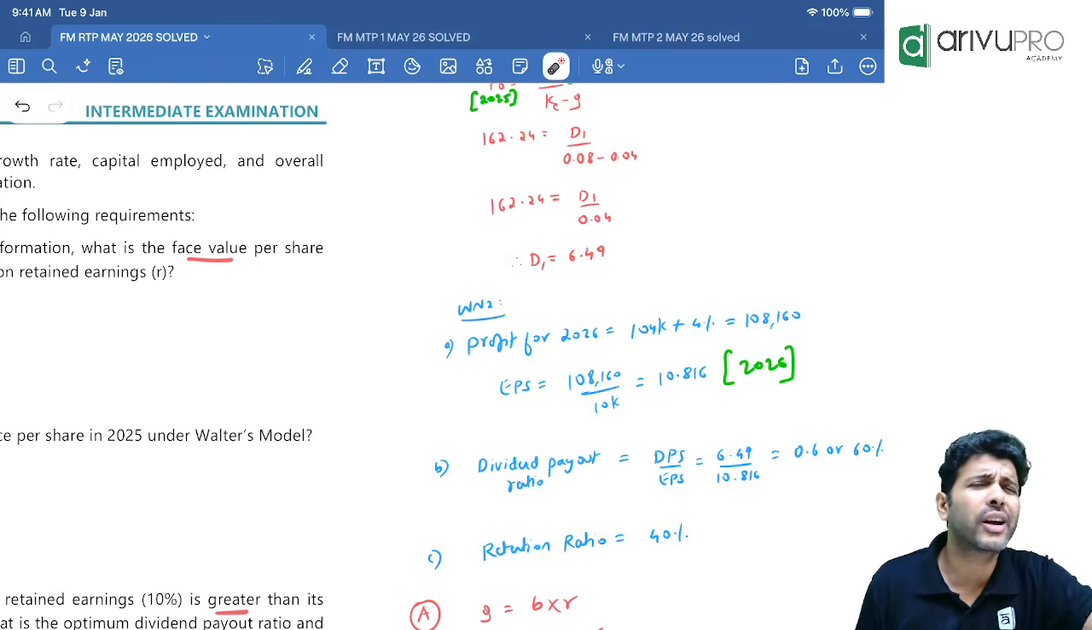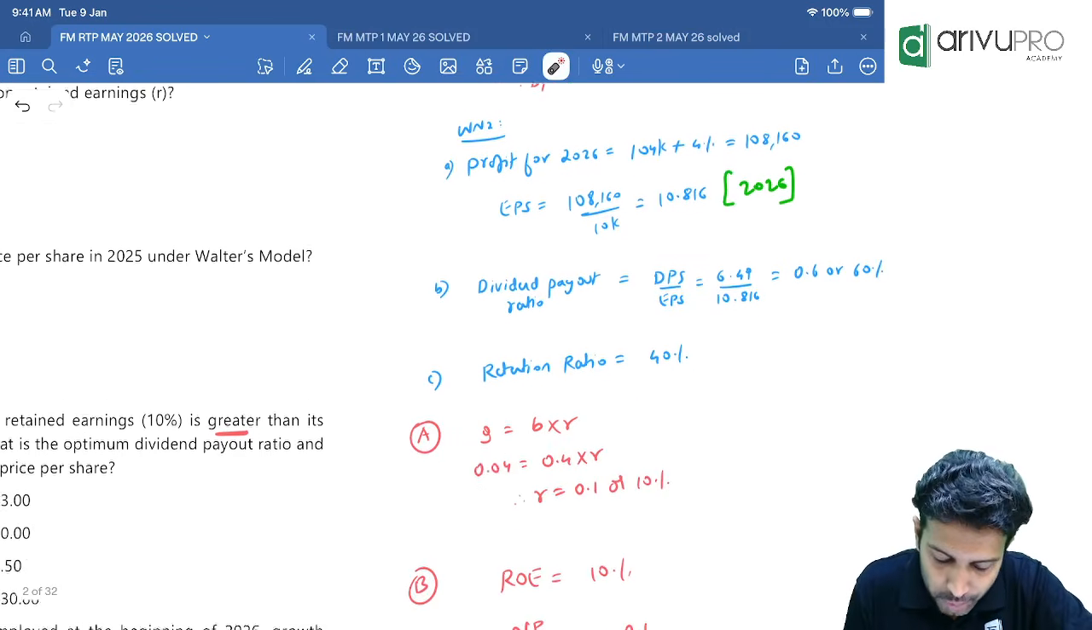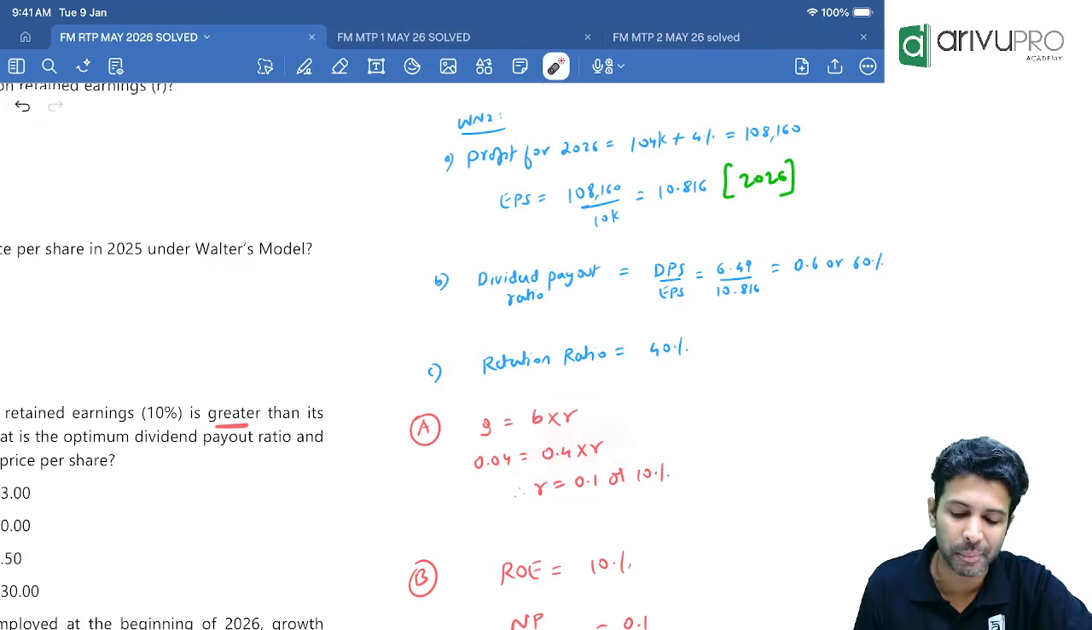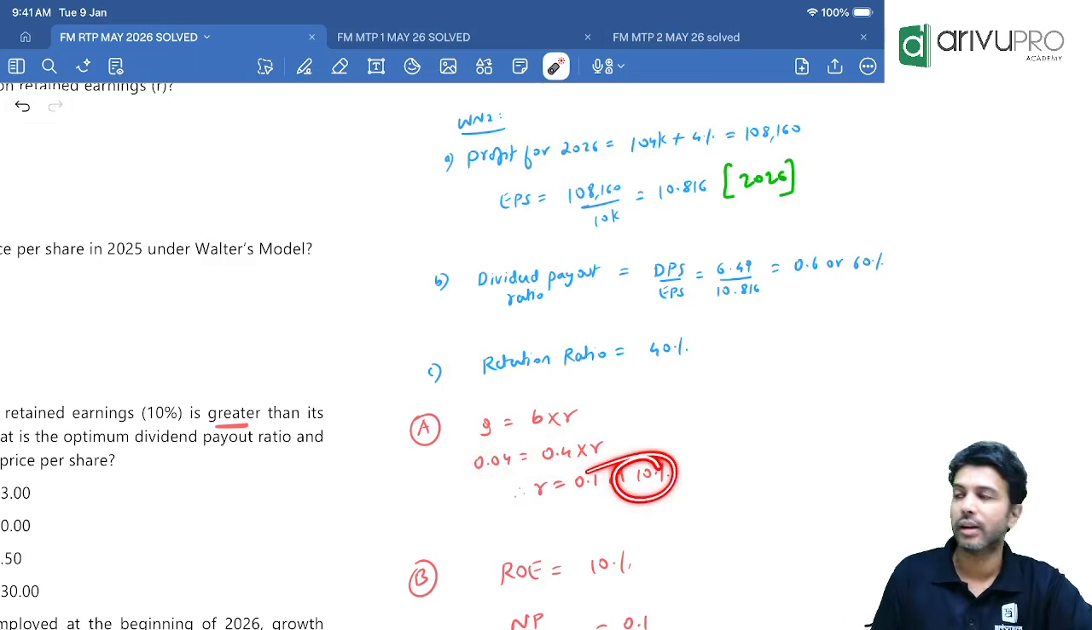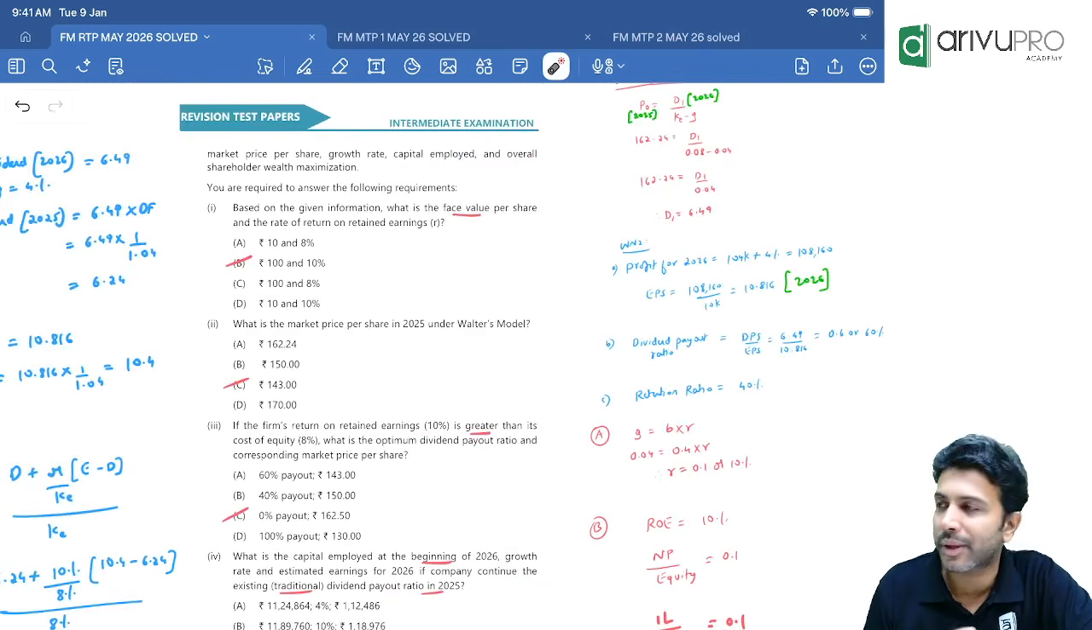Once more, any problem till here or are all the numbers okay? Sure? How do you get g? b multiplied by r. Growth rate is given to be 4%. b we just got to be 40%. So how much is r, people? 0.04 divided by 0.4 will be 0.1 or 10%. Clear? Everybody good?